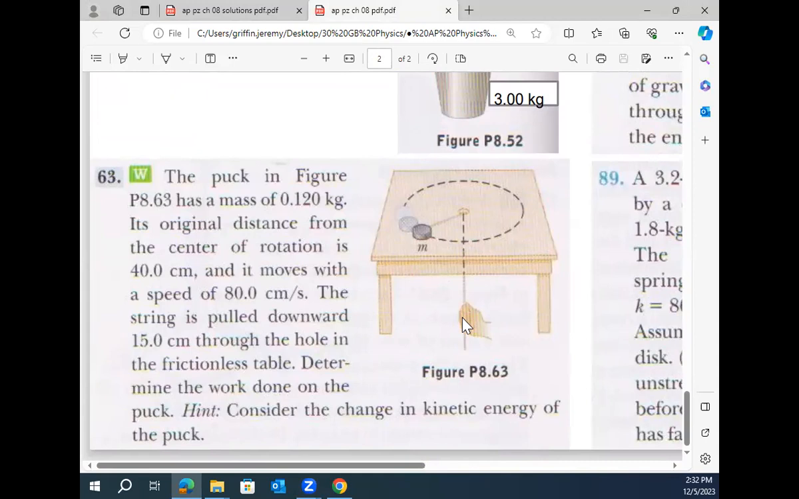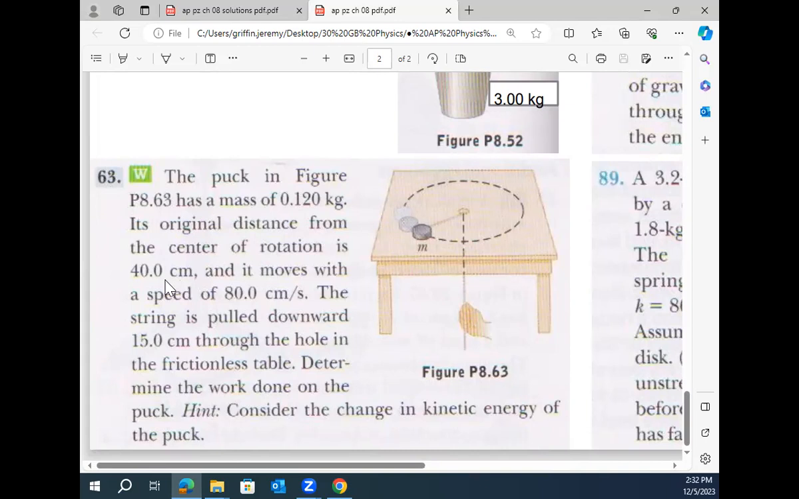Guys, doesn't this look a lot like your centripetal force lab with the Play-Doh canisters and the PVC pipe and the string? In fact, there was a textbook question that also had a very similar looking picture. There's some mass, some speed, and then some force you have to pull. So the puck in the figure has this given mass. The original distance from the center is so many centimeters.